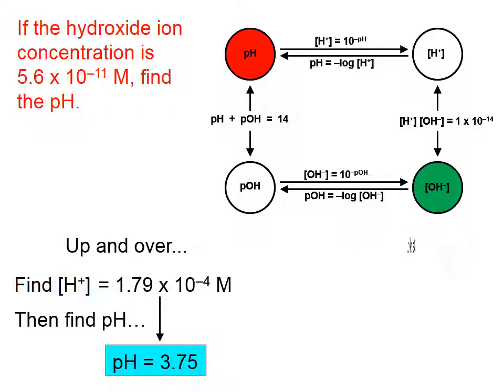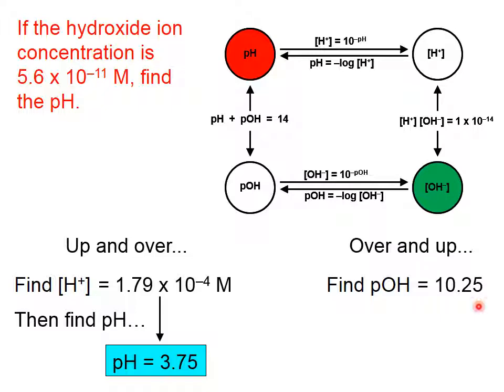Suppose instead we had chosen to go over first and then up. Well, if we go over, we would need to find the pOH, and we would do that using this equation that I'm circling with my laser pointer in the middle of the screen and a little bit to the right, to take the negative log of the OH concentration. Now, if you look in the upper left corner of the screen, we're given the OH concentration. It's 5.6 times 10 to the negative 11th molar. So if I take the negative logarithm of that, I get this number here, 10.25.